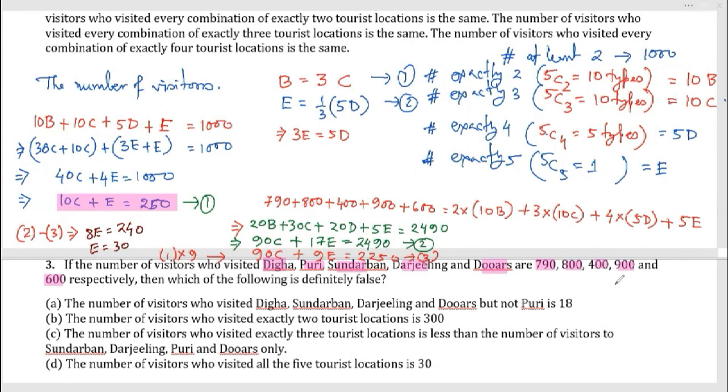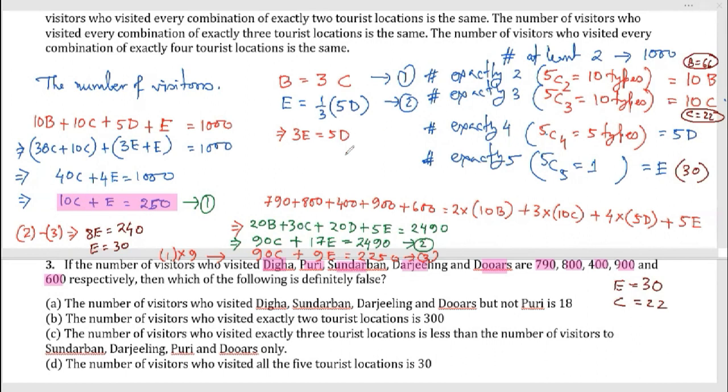So what data am I finding? E, which is exactly 5 variety, is equal to 30. Once E is there, how can I find C? E is 30, that means it should be 220, so C is equal to 22. I have received E and C. C is 22, then B will be equal to 22 into 3, 66. Each variety is 66.